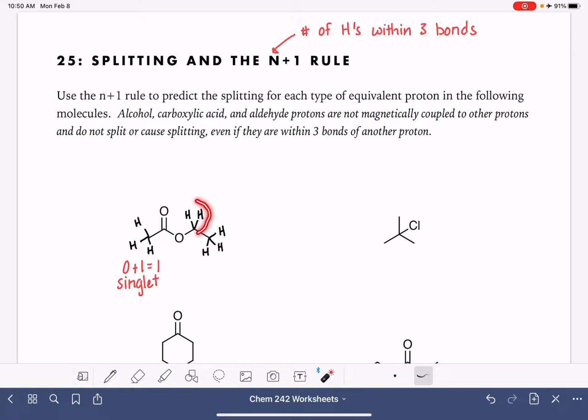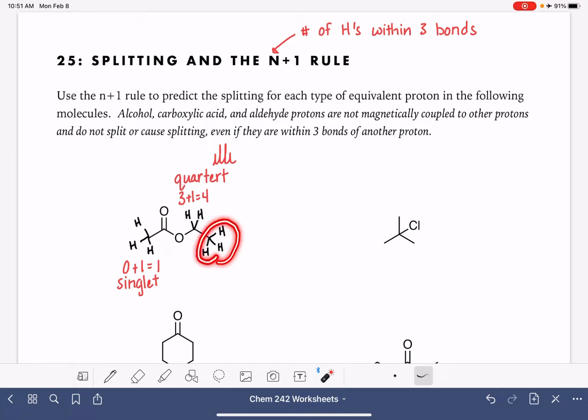Here's our second set of equivalent protons. We already know that these guys are too far away from the hydrogens on the left to be split by them, but are they close enough to these hydrogens over here? So we'll use this guy as our counter. 1, 2, 3. This is within 3 bonds. So this guy and also its buddy are within 3 bonds of these hydrogens right here. So these protons are within 3 bonds of 1, 2, 3 other protons. 3 plus 1 is 4, which means that this peak is going to be split into a quartet. We'll have 4 peaks.